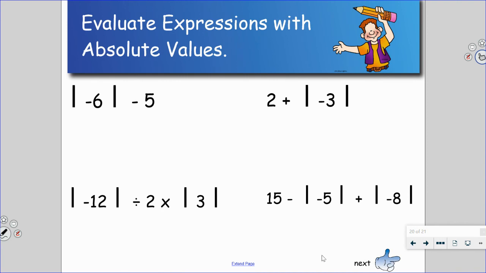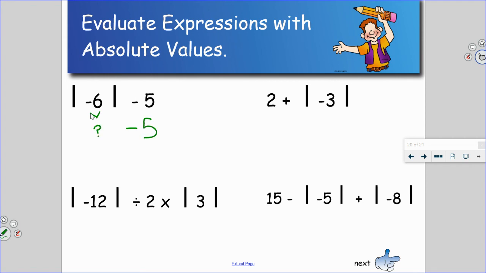We're going to do one last thing. This is the last bit of notes, perhaps the trickiest, and that is evaluating expressions with absolute values. Now, absolute values essentially are almost like grouping symbols. We must do them first. We cannot subtract until we know what the absolute value is. So when I'm going through this problem, the absolute value of -6 is 6. And now, of course, 6 minus 5 is 1.